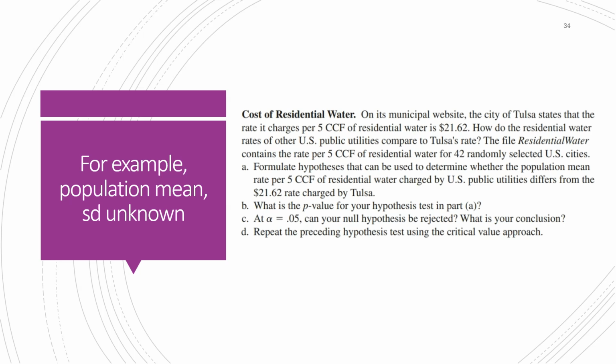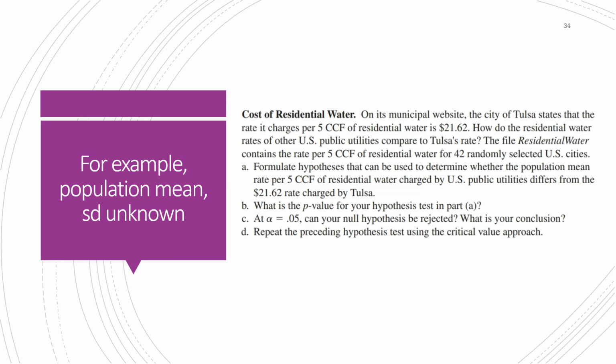But now with the one sample t-test, we have to estimate the standard deviation of the population from the sample, and then we're also using the t-distribution instead of the standard normal. So let's look at the example, cost of residential water.